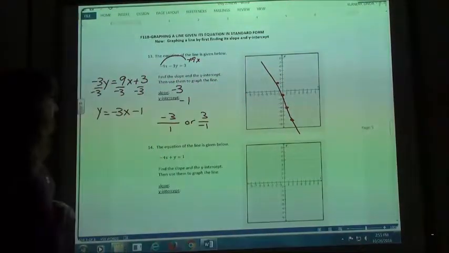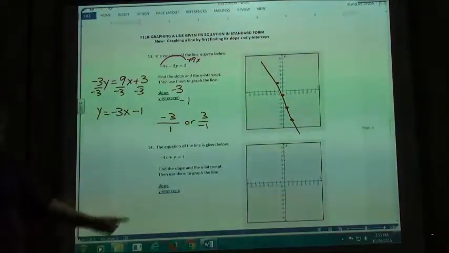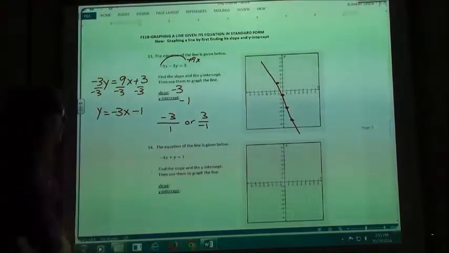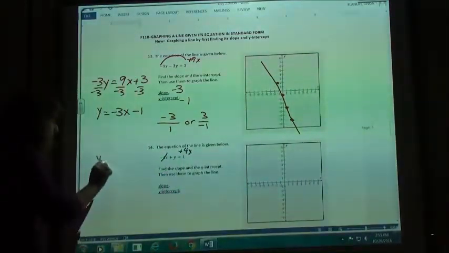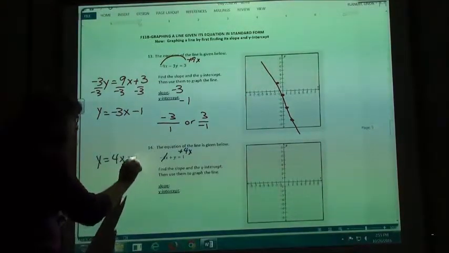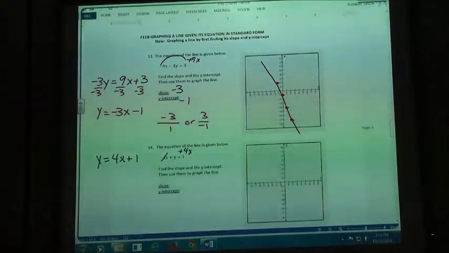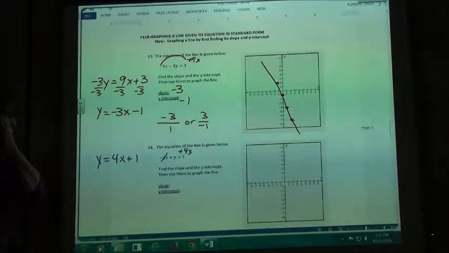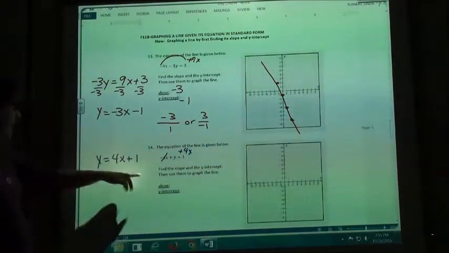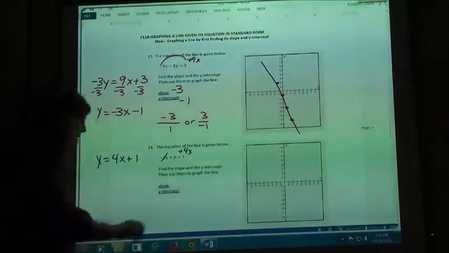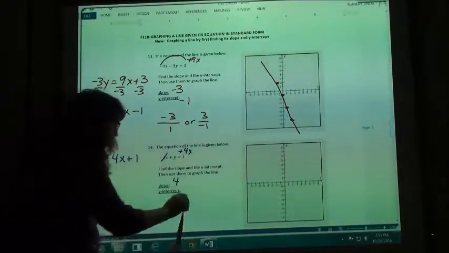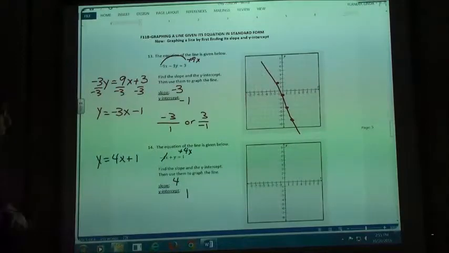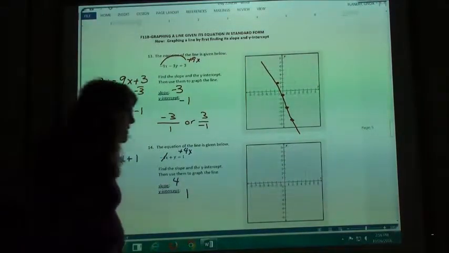Number 14, hey, they made this one easier to solve. I just need to move my x to the other side, so I'm going to add the 4x. Y then equals 4x plus 1. Don't have a coefficient other than 1 in front of my y, so I'm good. Again, my slope is the number in front of the x, so my slope is 4. My y-intercept is the number on the end, so the 1. So my y-intercept is at positive 1.